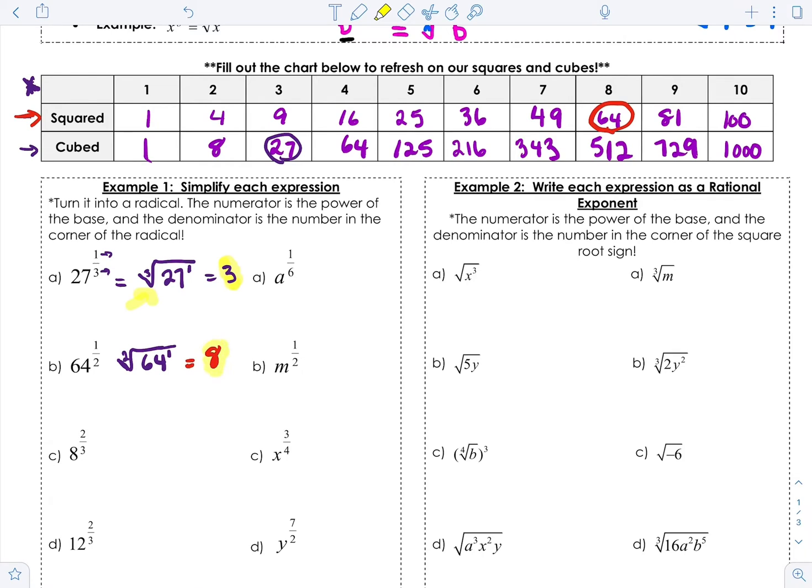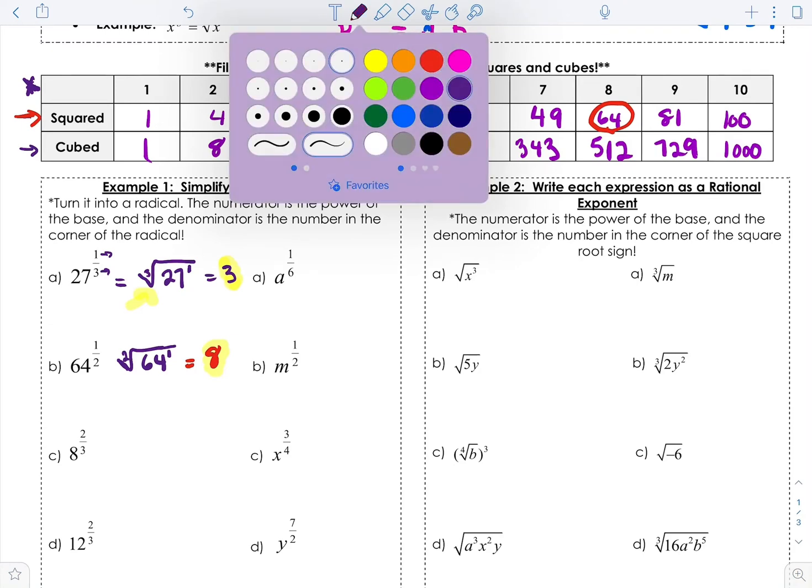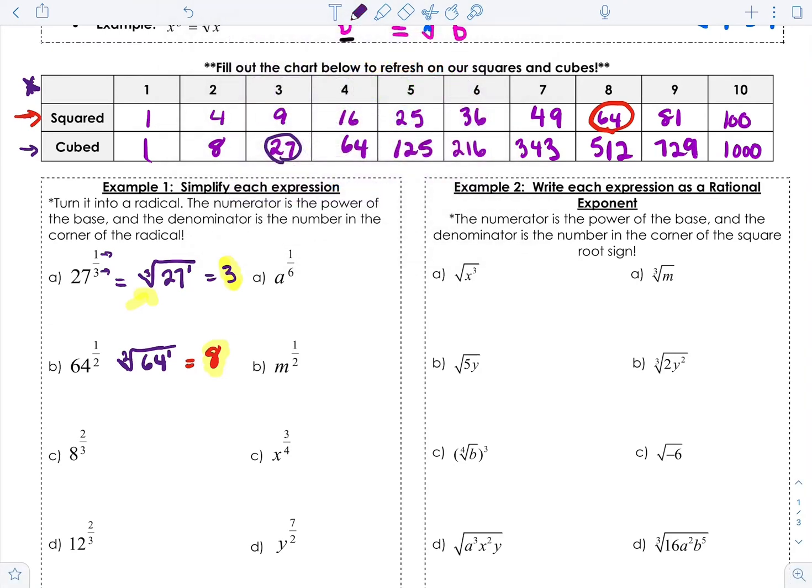We got a little context here. Now we're going over here to the right side, because sometimes it won't always be simplifying. We just need to turn it into a radical. For instance, we have a to the 1/6. We write our radical and our base a. Our exponent is 1 and our index is 6, and we're done with that.